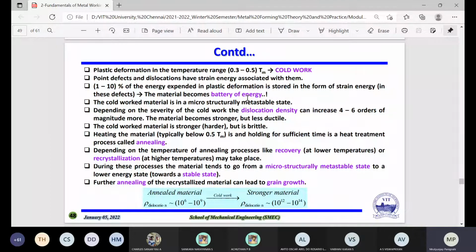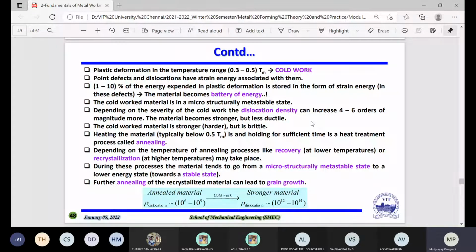So I put it in a different perspective, because when we study it in one line we just talk about it, but normally when we talk about a source of energy, we consider a battery. So I correlate it to that, because if you are storing this energy inside, that means it is the source of energy you have. And the cold worked material is in a microstructural metastable state, and depending upon the severity of the cold work, the dislocation density can increase.